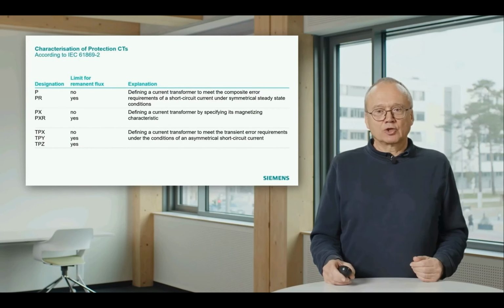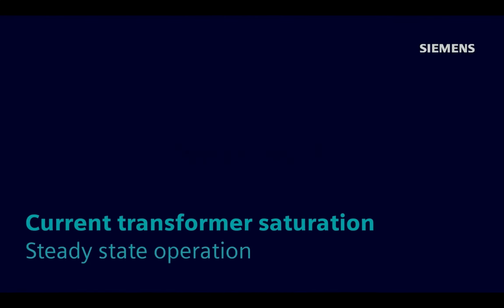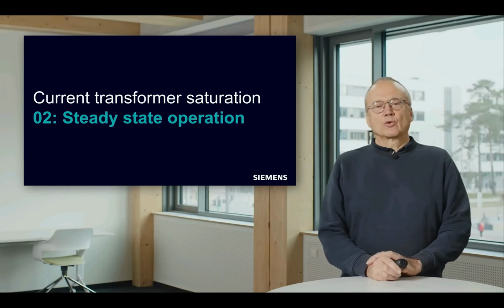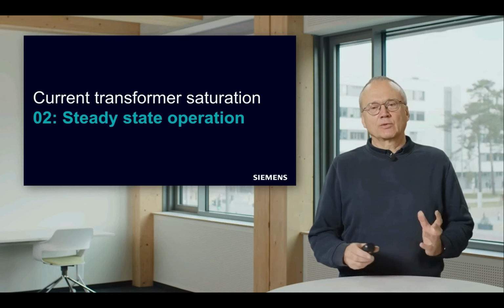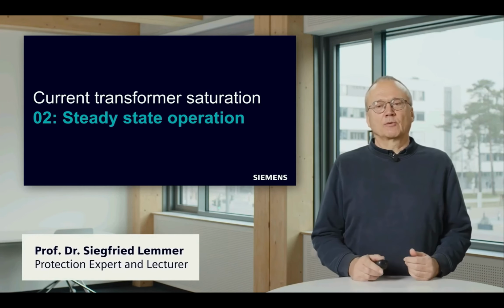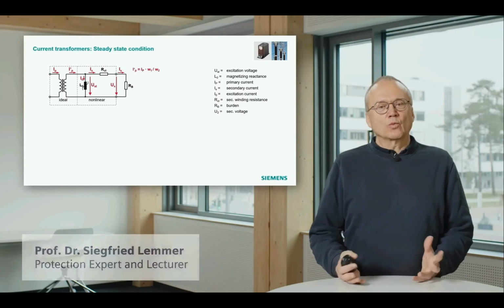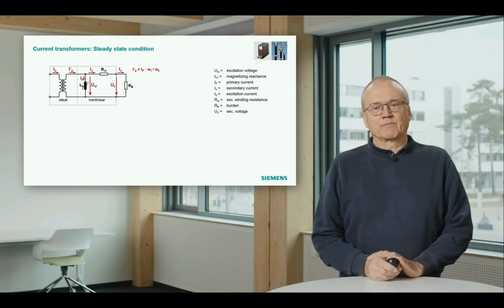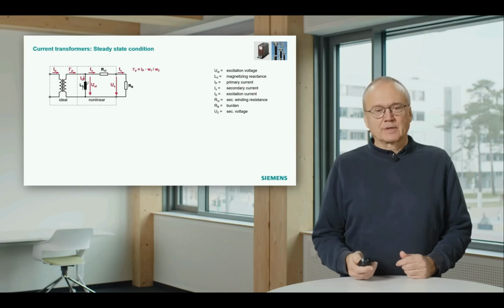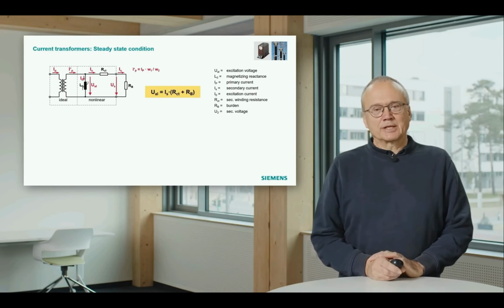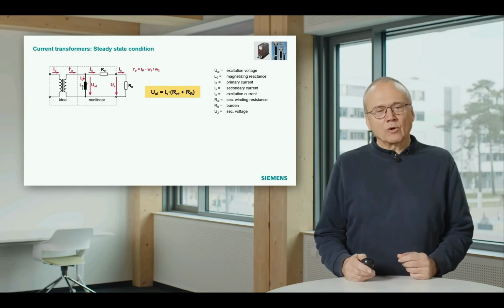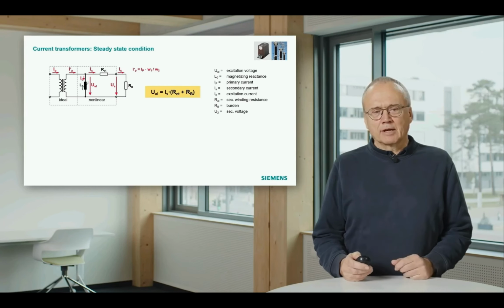And for that, I will show a simulation. So let's look a bit closer into the steady-state operation. What happens if we have a current transformer in steady-state operation and we run it into saturation? We come back to this equivalent diagram I already discussed before, and we will now look a little bit more into the behavior of this magnetizing reactance.